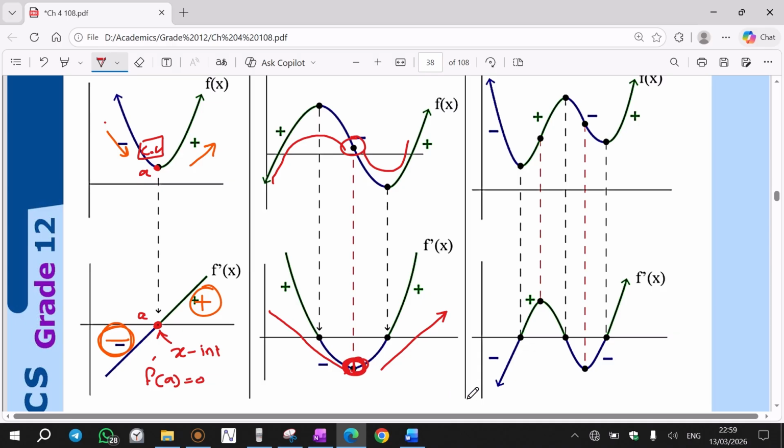And how can I tell the critical of F prime is maximum or minimum? This side is convex. Convex is negative, and also negative means decreasing. This side is concave. Concave is positive, and we know positive is increasing. Now, this point of inflection on F prime forms a V shape. V shape means there is a minimum.